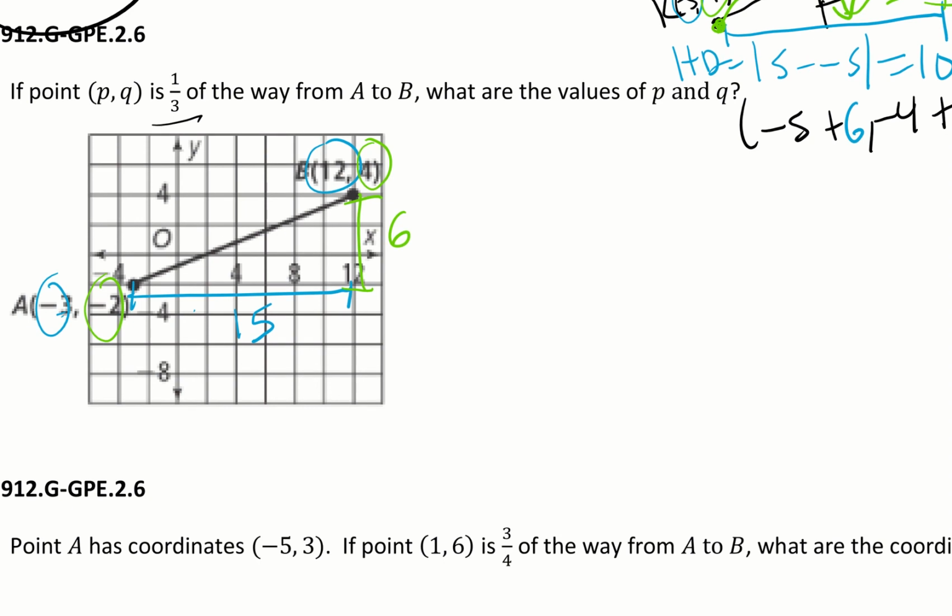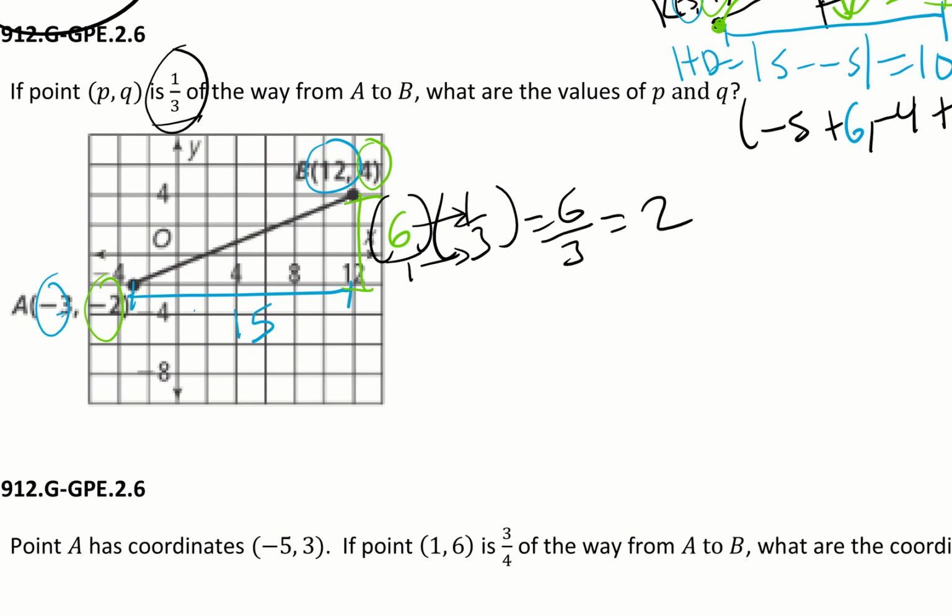All right, so now you're going to multiply each of those distances by your fraction 1/3. 6 over 1, multiply straight across, 6 over 3, which is 2. 6 divided by 3 is 2. So that's going to be my vertical change. This one, we're going to multiply by the same fraction, 1/3, put it over 1, multiply straight across. 15 over 3 is 5.